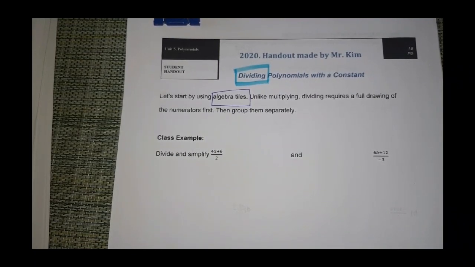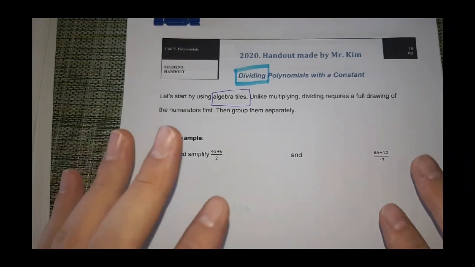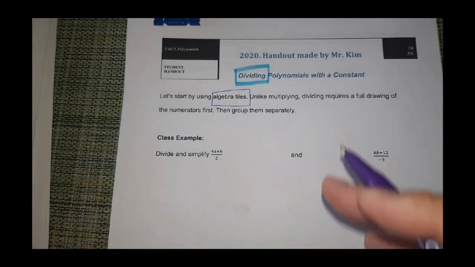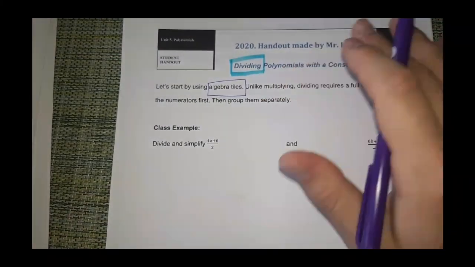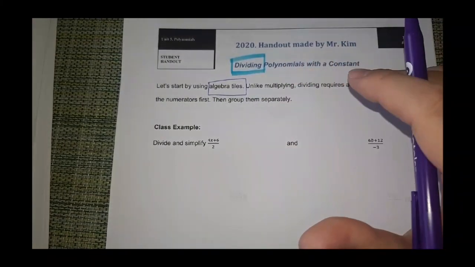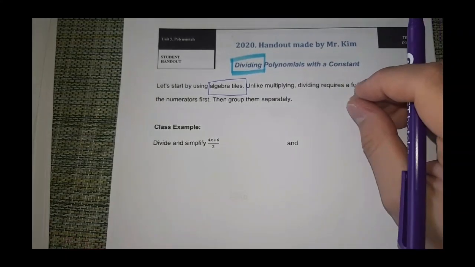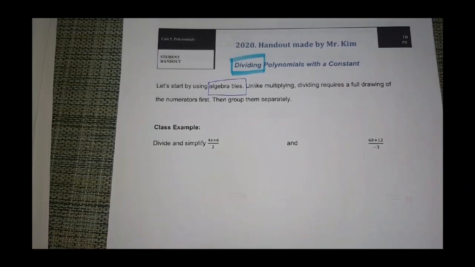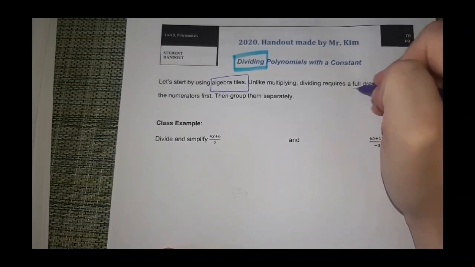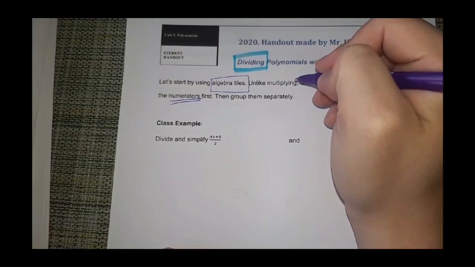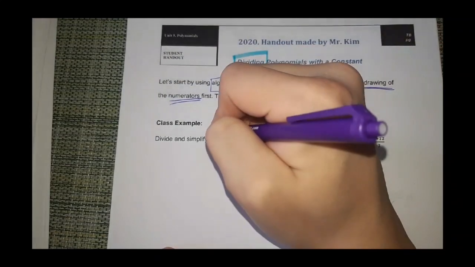So let's get this started. When it comes to division, you need to go all the way backward in terms of steps. Literally, the first step that we did out of 3 steps becomes the last step. Our last step, the combination of the bunch of tiles for the table, becomes the first step. So if I tell you we need to do a full drawing of the numerator, and we need to group them separately, what I mean by that is this.